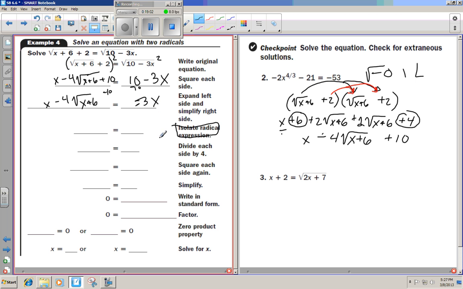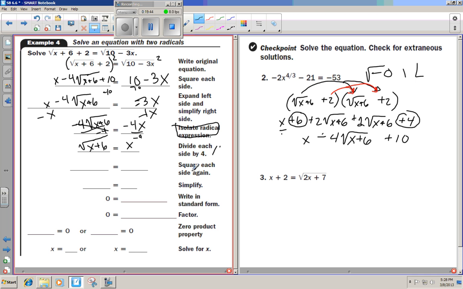Some minus sign there. Now we're going to subtract x from both sides. So now negative 4 square root x plus 6, negative 3 with a negative 1, negative 4x. We now are still isolating the radical expression by dividing by 4. So divide here by negative 4, divide here by negative 4. Those cancel. You get the square root of x plus 6 equals x. So, square each side.